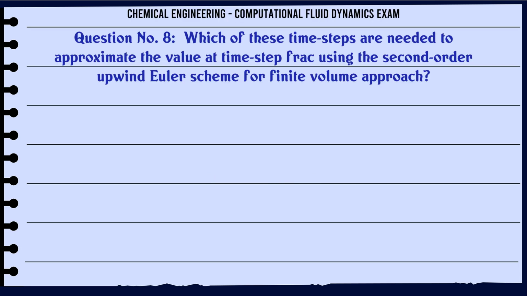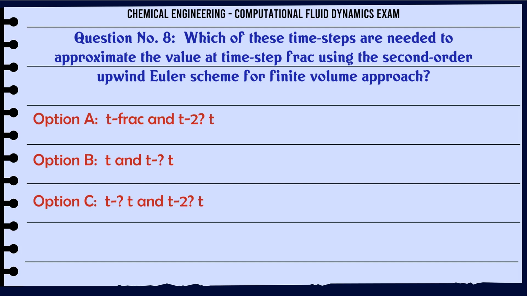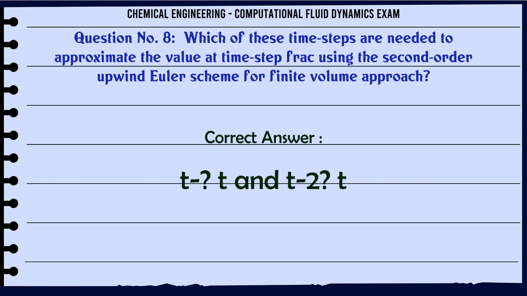Which of these time steps are needed to approximate the value at time step t+Δt/2 using the second-order upwind Euler scheme for finite volume approach? A. t-Δt/2 and t+2Δt. B. T and t+Δt. C. t+Δt and t+2Δt. D. T and t+2Δt. The correct answer is t+Δt and t+2Δt.